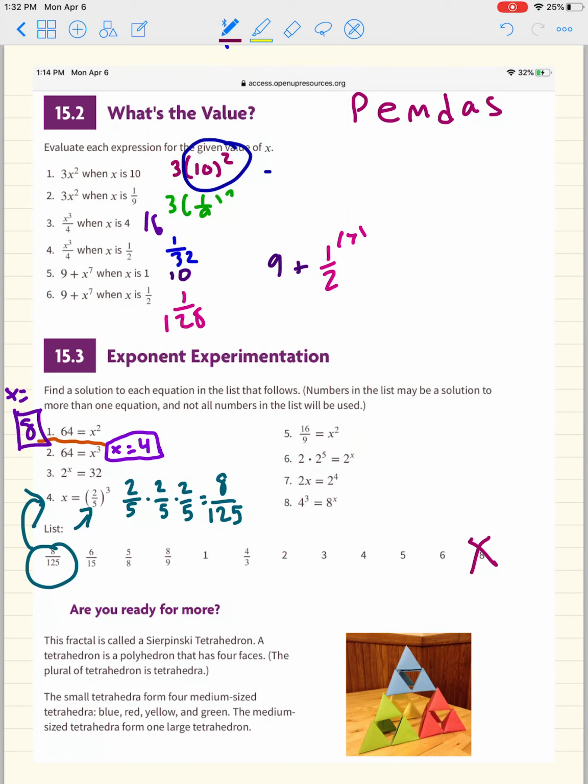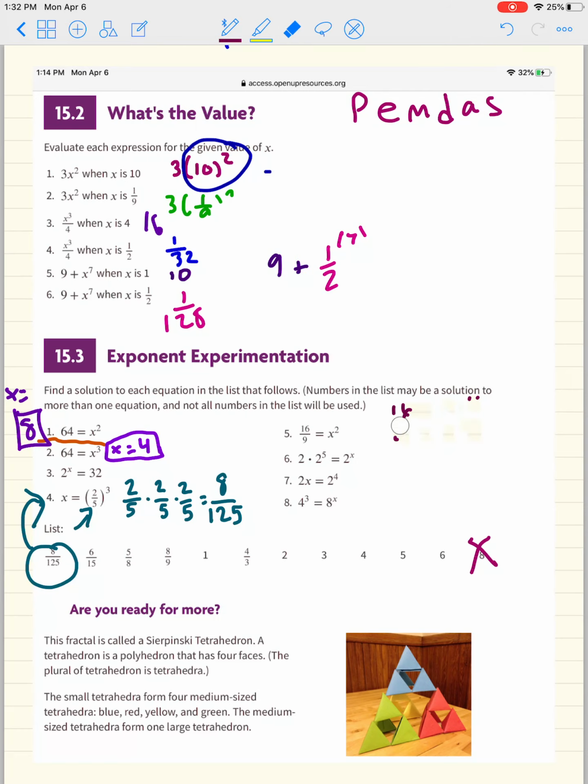16 ninths is equal to x squared. So what number squared is going to give us 16 over 9? In order to do this, I'm going to think about the number 16 and the number 9 and what two numbers multiply by themselves to get 16 and 9. And the answer to that is 4 and 3, okay? Because 16 is equal to 4 times 4, and 9 is equal to 3 times 3.